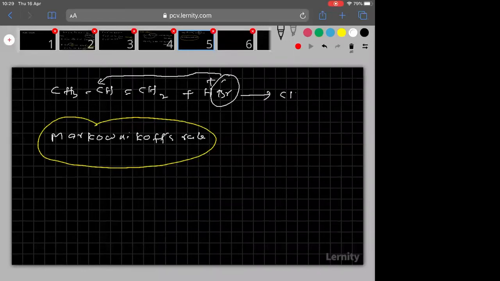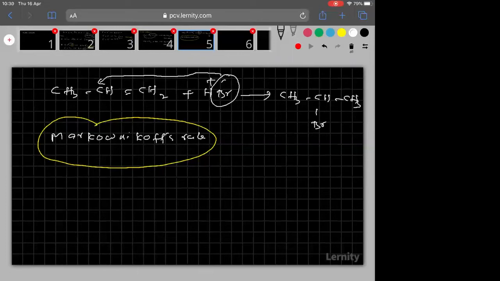Then what is the product formed here? CH3-CHBr-CH3. So what is the name of this one? 2-bromopropane. See clearly, it is 2-bromopropane. Hope you are able to understand.